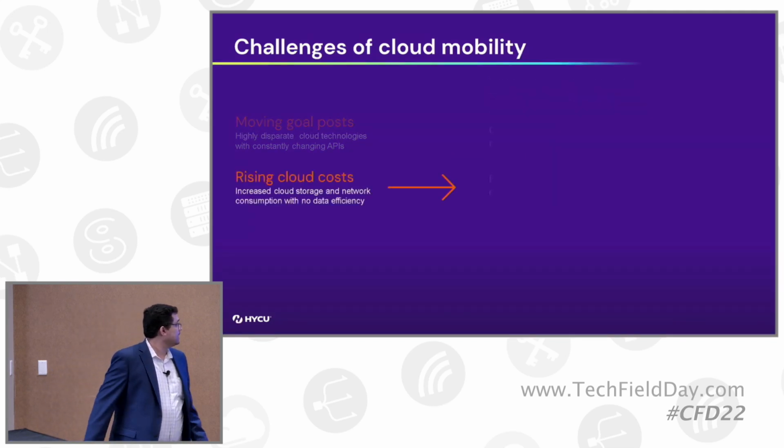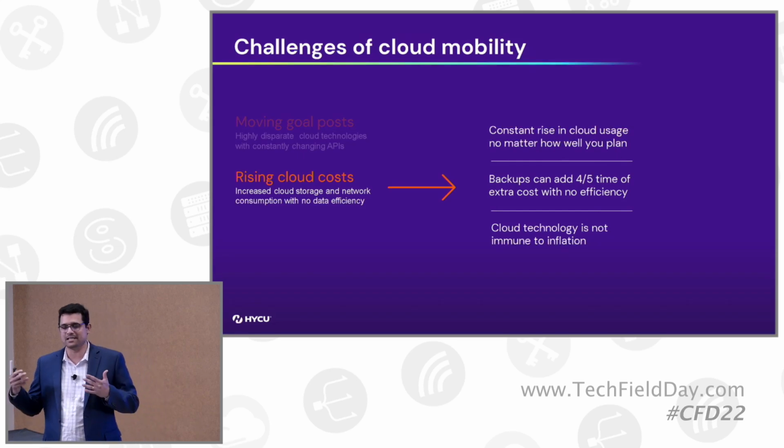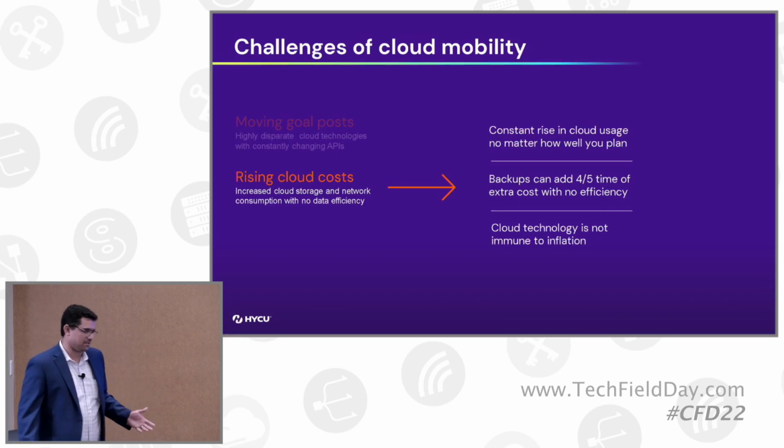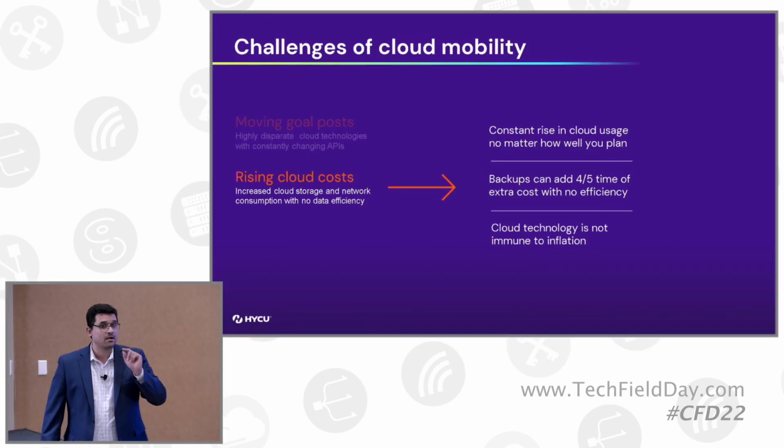The second part is rising cloud costs. Now, let's not fool ourselves, guys. Cloud is probably the most optimal solution out there, but it's not cheap. And when you take any business, the rate of cloud consumption is always going to go up. Why is that? Because their business demands them to do so, right? Fair enough. You can optimize it, you can do whatever you want, but the cloud consumption is definitely going to go up. And when you try to back them up with no optimization in place, your costs are going to double, triple, or even quadruple.